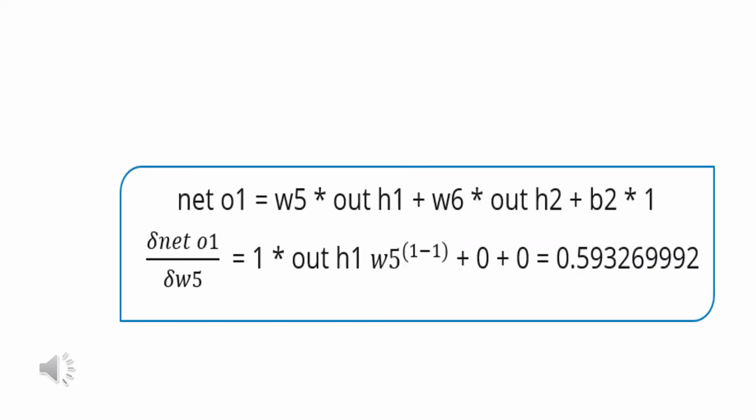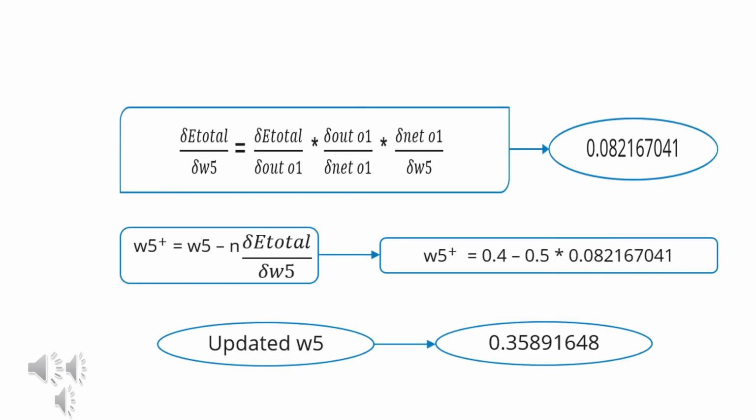Let's see now how much the total net input of O1 changes with respect to W5. The partial derivative we have is net O1 with respect to W5. After putting all the values we will get 0.593269992. Now we have step number 3, that is putting all the values together and calculating the updated weight values.